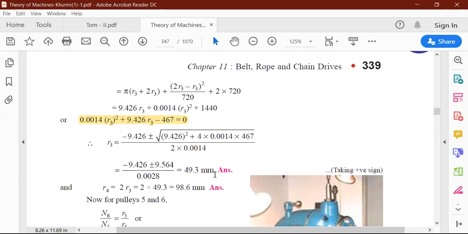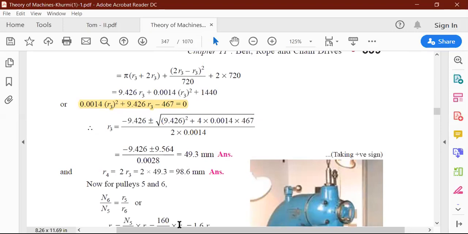If you find this value simply by using your calculator, then again you get two roots, one positive and one negative. The positive root is our value of R3. Again, putting the condition R4 is equal to twice R3, we get the value of R4. So R1, R2, R3 and R4 are found.